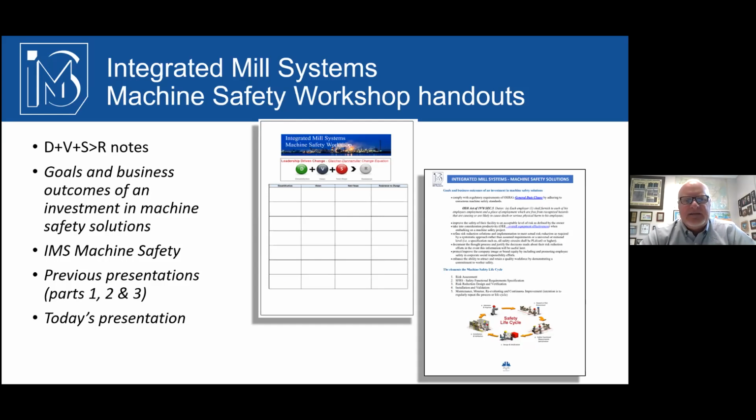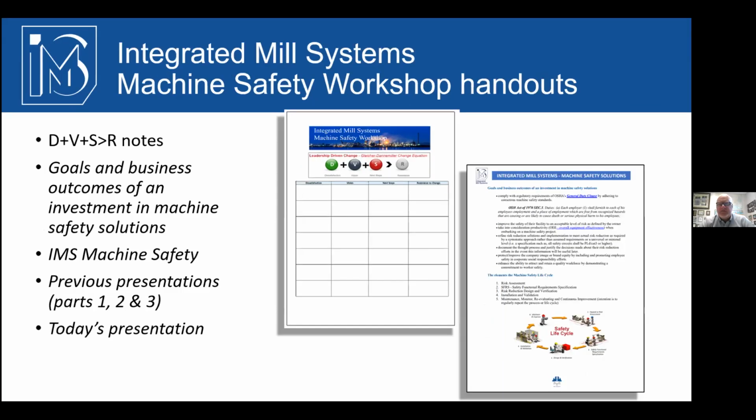I mentioned this notes page in here too, with this equation: dissatisfaction plus a vision plus steps to get there to overcome the resistance to change. So there may be some ideas that come about as we're presenting that fit into one of those columns in your own scenarios, where you're dissatisfied, what kind of visions come to mind, what goals you have, and even areas of resistance to change.